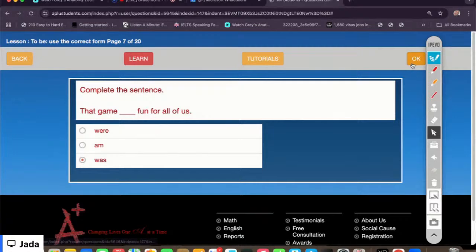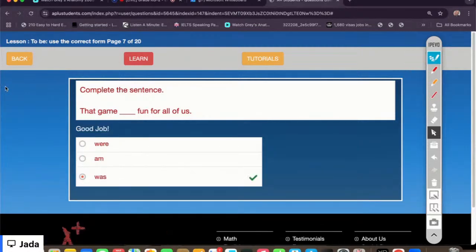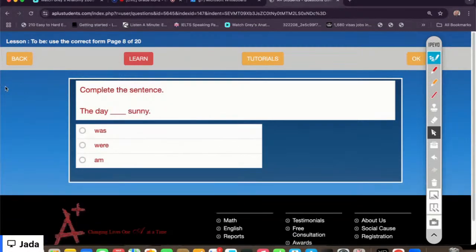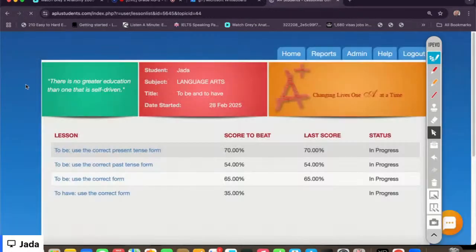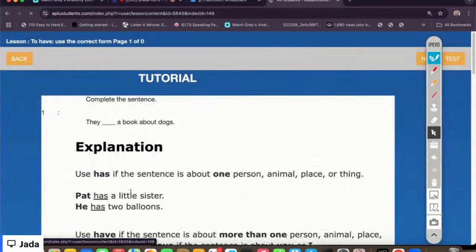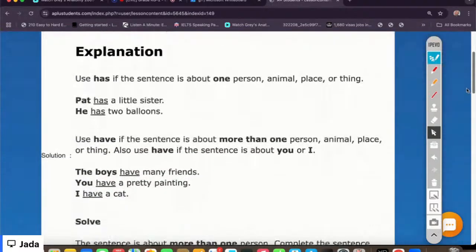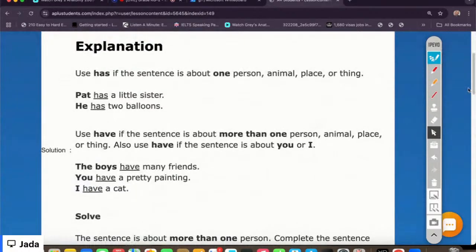So, alright, that's it for this particular lesson, which is to use the correct form of to be. If you haven't done this, you can complete it later on when you are ready. Okay, so we'll move on to the last lesson, which is to have used the correct form. But before we start, can you tell me on the chat if you have any question concerning the one that we just did?